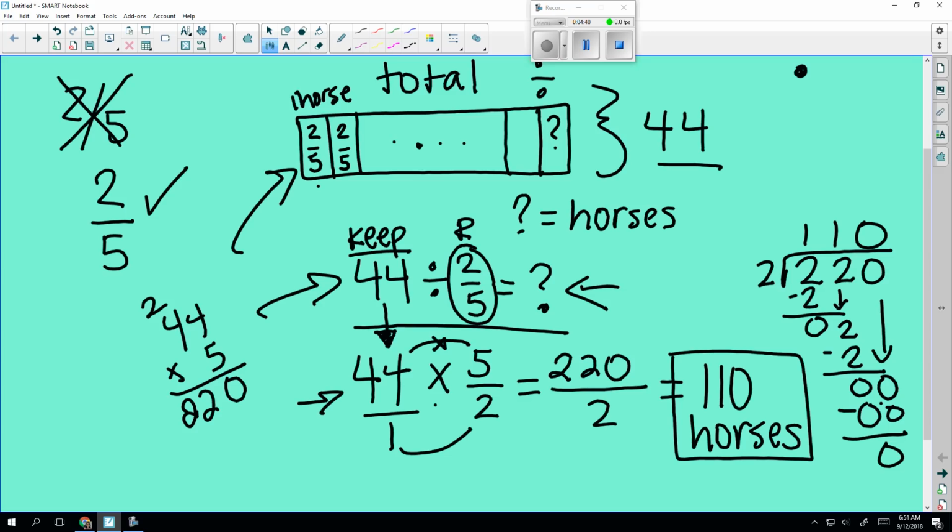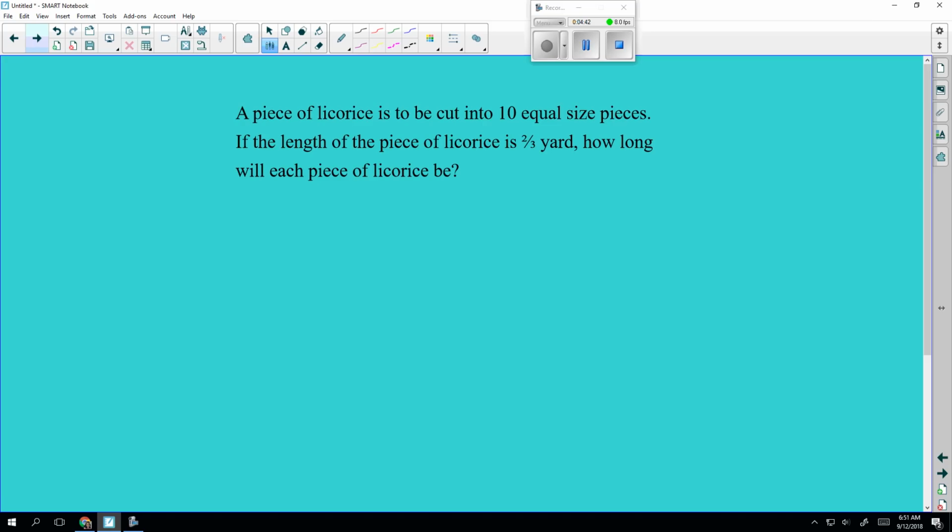So let's try number 2. All right, so it says here that a piece of licorice is to be cut into 10 equal-sized pieces. If the length of the piece of licorice is 2/3 yard, how long will each piece of licorice be? Okay, so we know some stuff here. We know that we're cutting some licorice into 10 pieces, okay? And we know that my licorice that I have is 2/3 of a yard. And so I'm trying to find how long each piece of licorice will be.